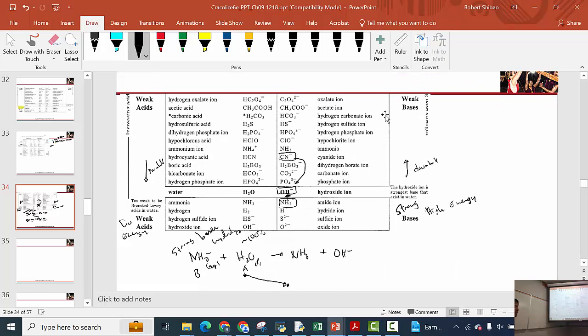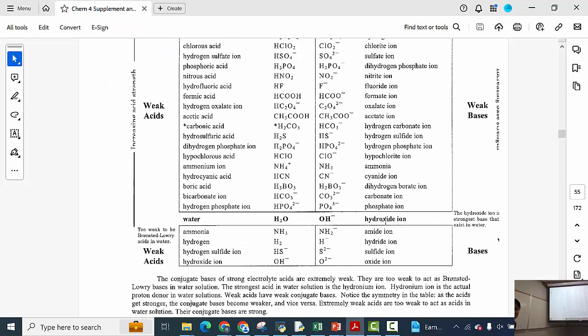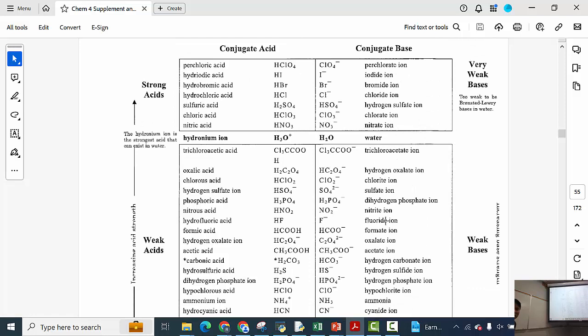In fact, do you know what the weakest base on this chart is? As we go up, it gets weaker and weaker and weaker, and finally we hit the weakest base on the chart, and the weakest base is perchlorate ion. In fact, perchlorate ion is so weak that we say it's too weak to be a Bronsted-Lowry base in water. What that means is that it's too far uphill. So if perchlorate were to try to act as a base, this is what would happen.